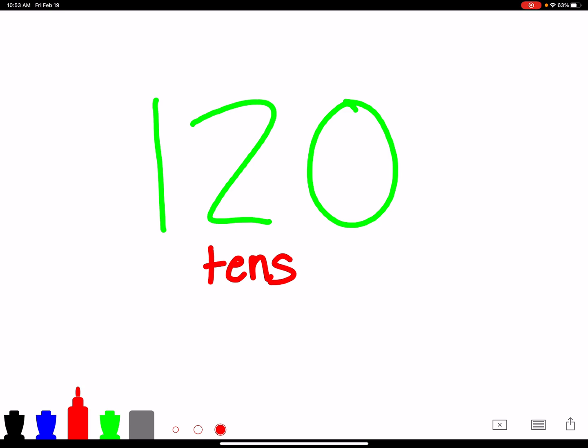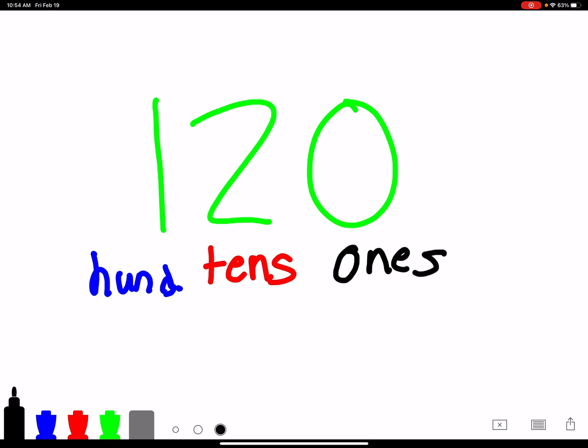And I like to think of it, if a number's bigger than 10, it's going to be in the tens place. Now, which number's in the hundreds place? It's going to be the 1, because the 1 in front of the 2 makes it 100. And the number's going to be in the hundreds place if it's bigger than 100. So that means which number's in the ones place? The 0.